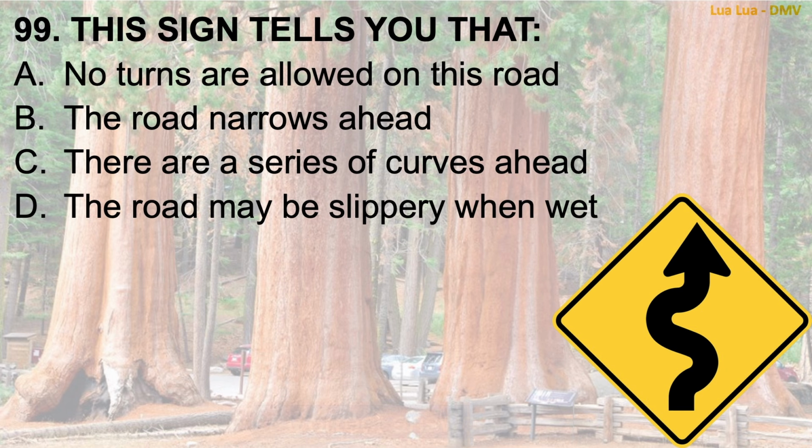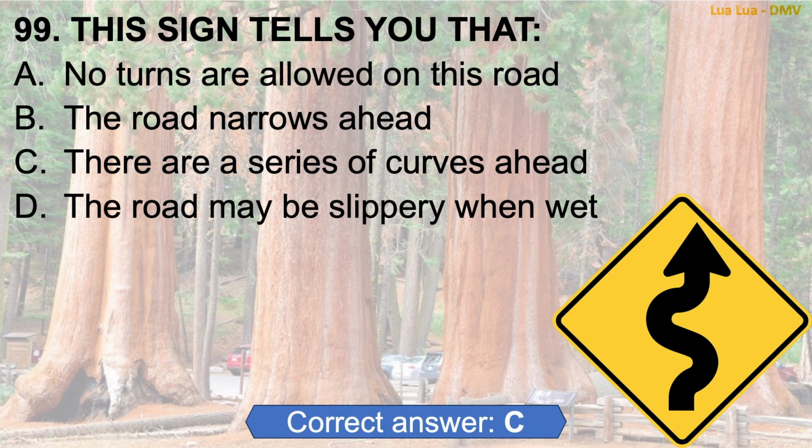Question 99. This sign tells you that A. No turns are allowed on this road. B. The road narrows ahead. C. There are a series of curves ahead. D. The road may be slippery when wet. The correct answer is C. There are a series of curves ahead.